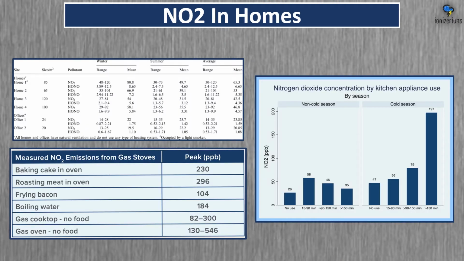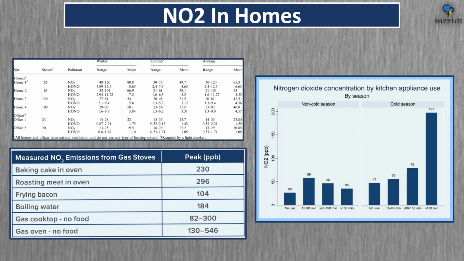NO2 in homes. So in the top left hand chart, you can see different NO2 amounts in different homes. It can be very different based on your home setup. And in the next chart, you can see measured NO2 emissions from gas stoves. This is very accurate. So when you're cooking, your NO2 air monitor will skyrocket, and this is NO2 in the air, and this is why you need air ionizers so that number does not go up.